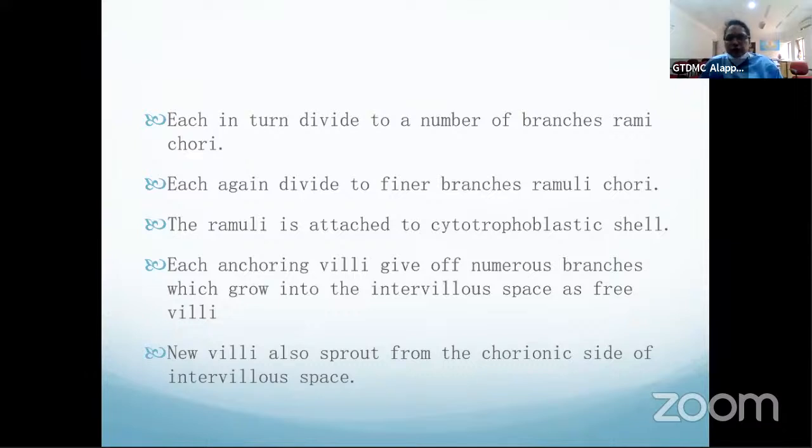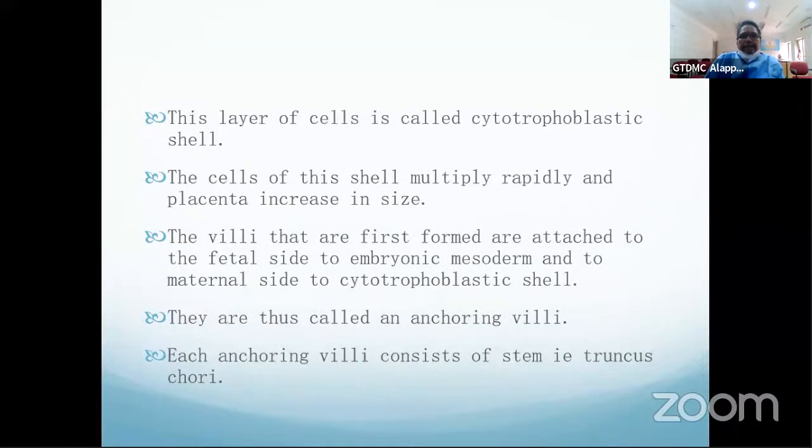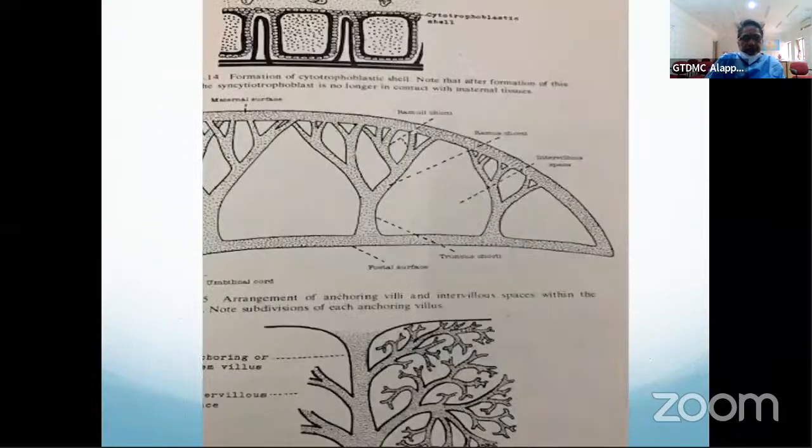Each anchoring villus gives off numerous branches which grow into the intervillous space as free villi. So villi are the essential unit of the placenta. New villi sprout from the chorionic side into the intervillous space, and the placenta increases in size. Can you see this picture? You can see the truncus chorii, rami chorii, attached to the maternal side and the fetal side. You should see this picture and study, then you will get it.